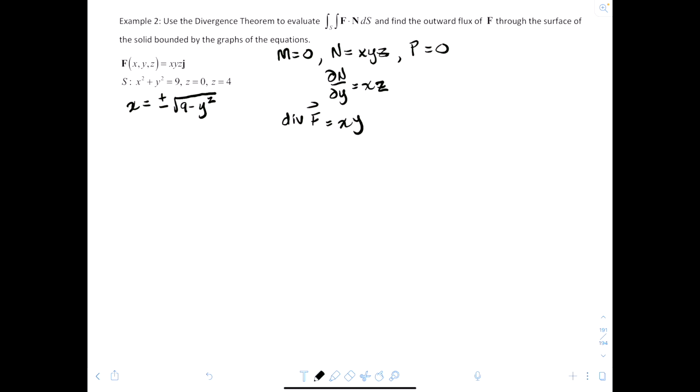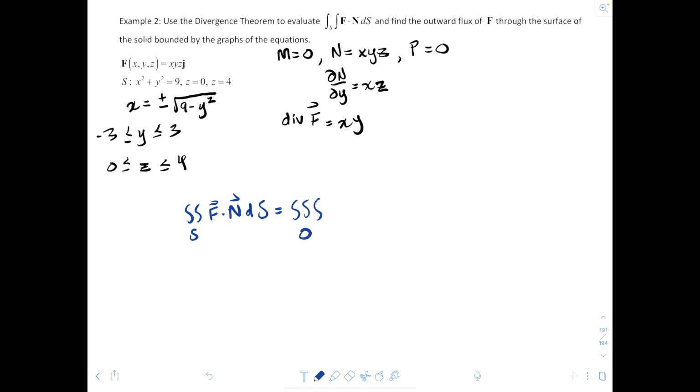y, therefore, is going to be bound between -3 and 3 because the radius of that circle is 3. And z is going to be bound between 0 and 4. So we would just say that the integral over the surface of F dot n dS will be equal to the triple integral over the solid Q of xz dV.